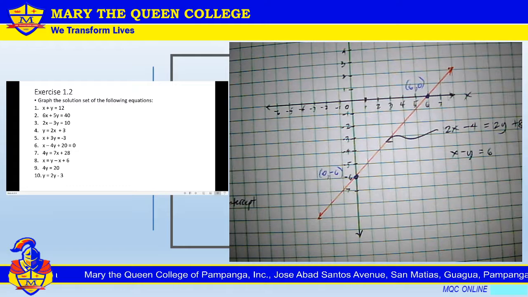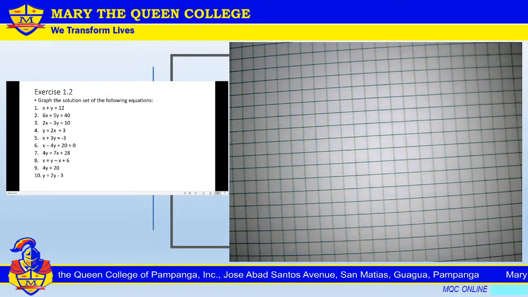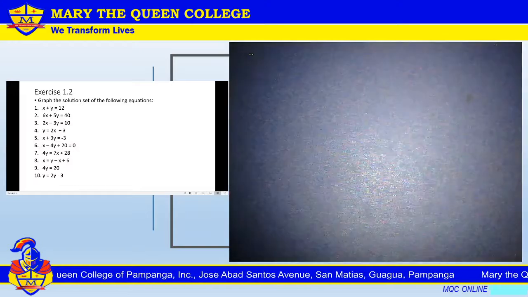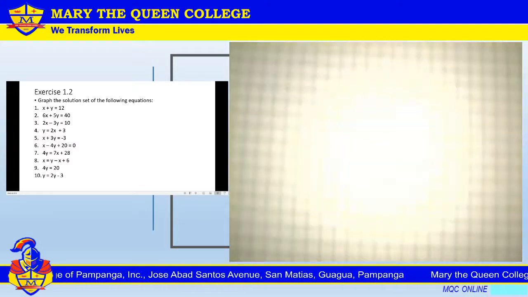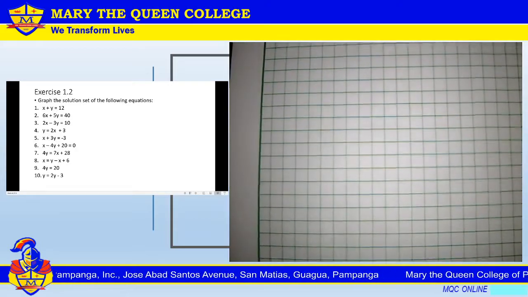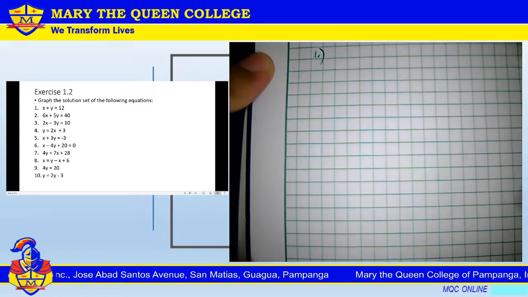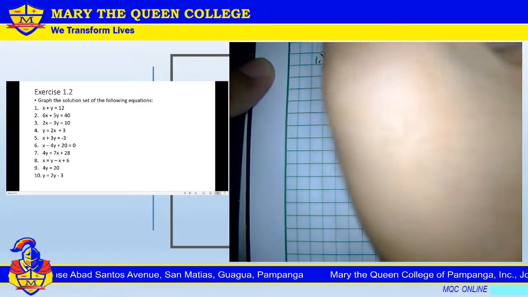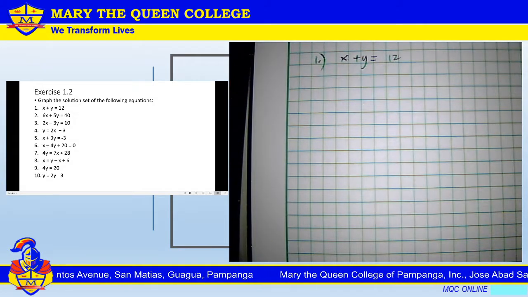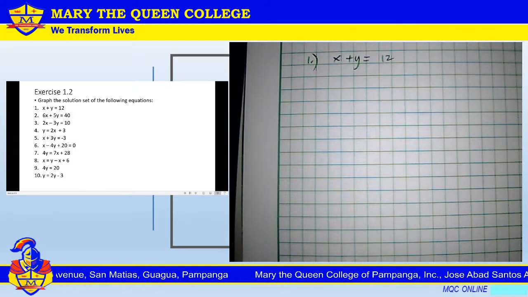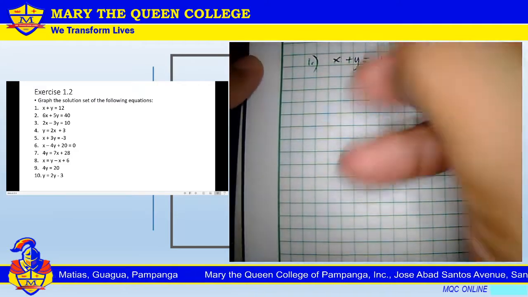Okay. So we have an exercise here, 1.2, graph the solution set of the following equations. Okay? So for number 1, it's very, very simple. Okay, so we have x plus y is equals to 12. Since it is already in simplest form, we can now go directly to determining the x and y intercept.